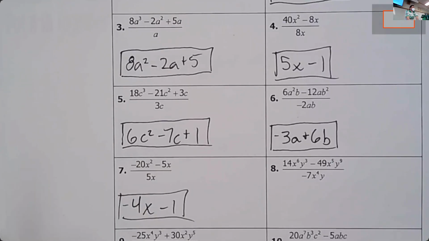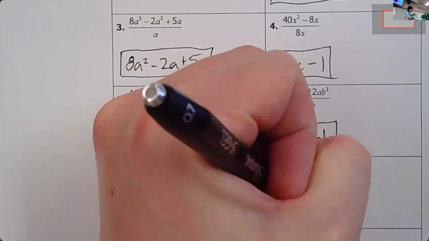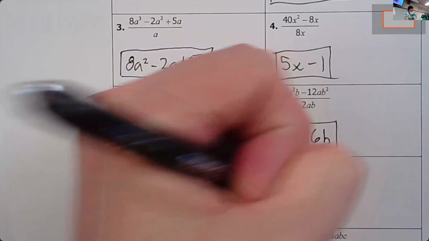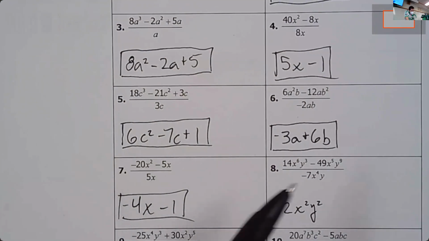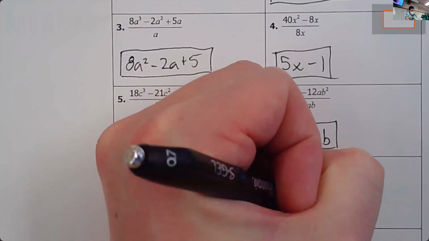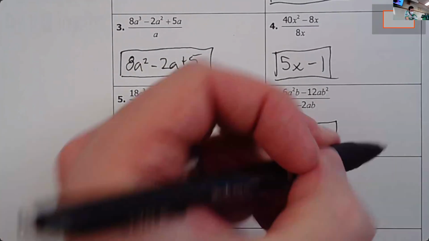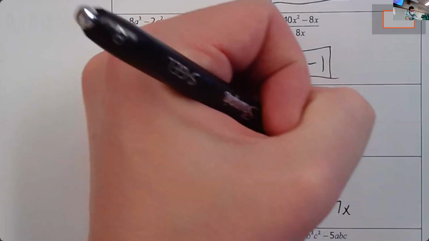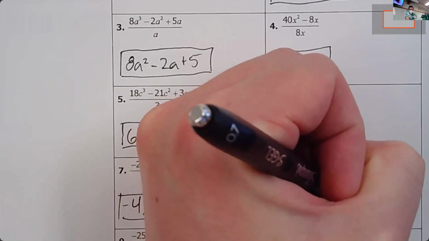How about number 8? Somebody else for number 8? Killian? The negative 2x squared y squared. So 14 divided by negative 7 is negative 2. 6 minus 4 is 2. 3 minus 1 is 2. So lots of 2's there. And then negative 49 divided by negative 7 gives us the plus 7. And then 5 minus 4 means we're left with an x. And then 9 minus 1 would be y to the 8th power.